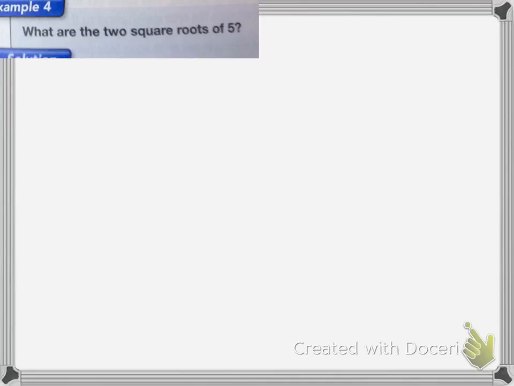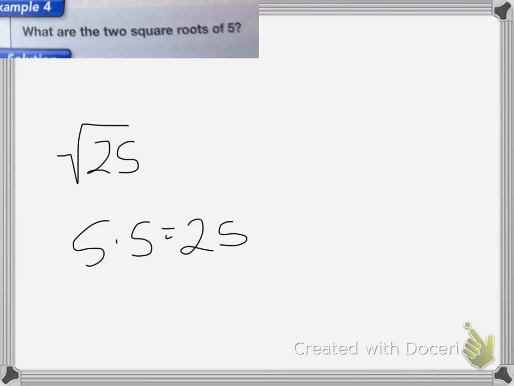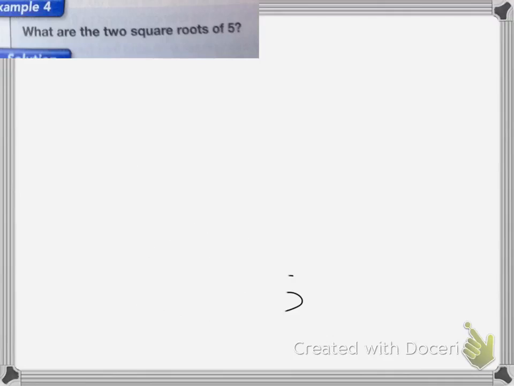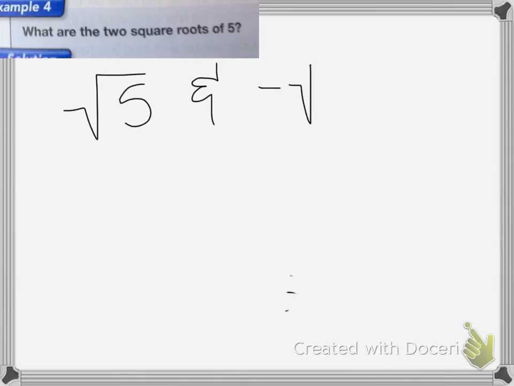Alright, so what are the two square roots of 5? A perfect square, for example, the square root of 25, has both positive and negative square roots, 5 and negative 5, because 5 times 5 is equal to 25, and negative 5 times negative 5 is equal to 25. So in this case, what are the two square roots of 5? Well, the two square roots of 5 are the square root of 5 and the negative square root of 5.